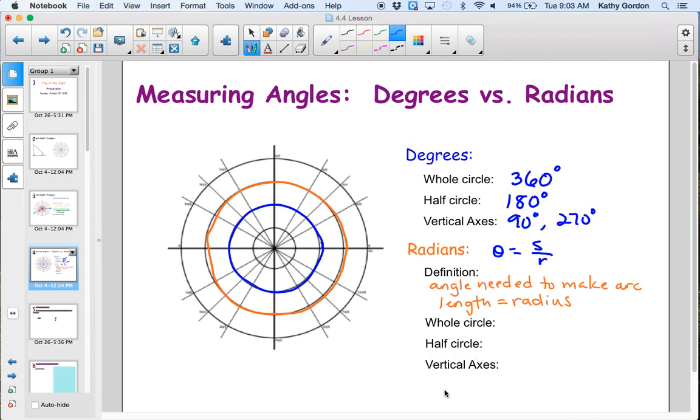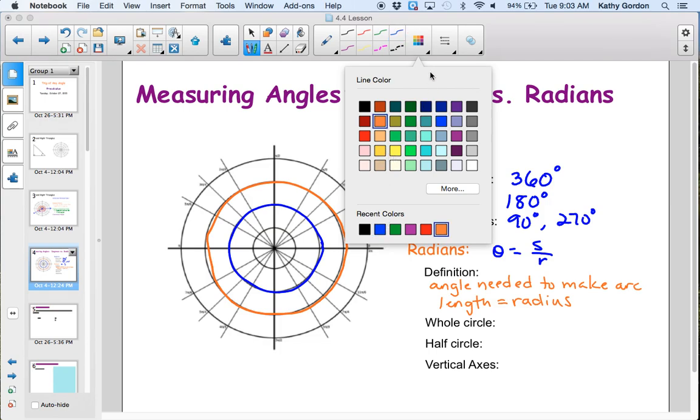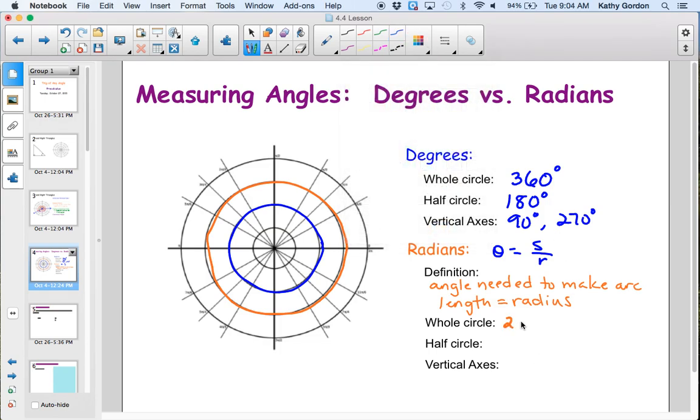So, how many radians are in a whole circle? 2 pi. So in a half circle, pi. The positive vertical axis is pi over 2, and the negative vertical axis is 3 pi over 2. Okay?